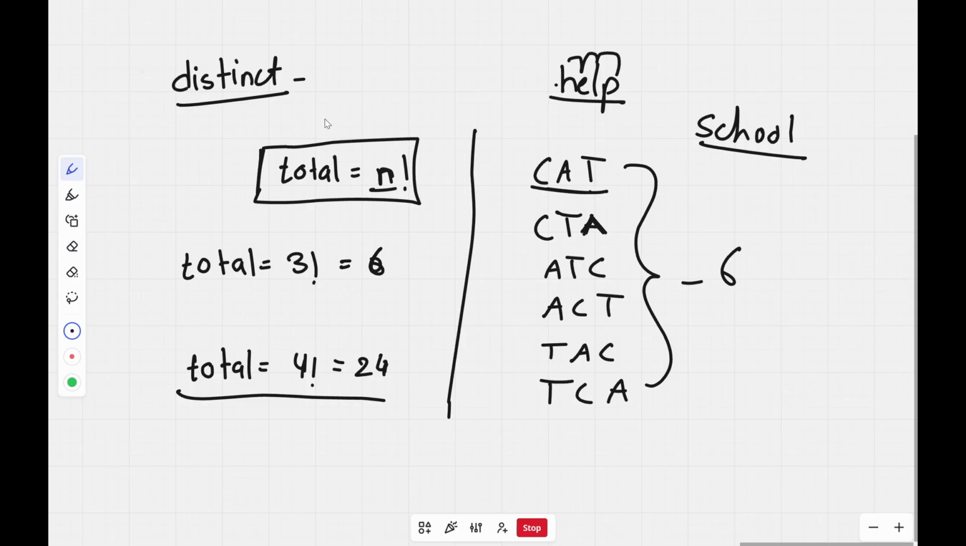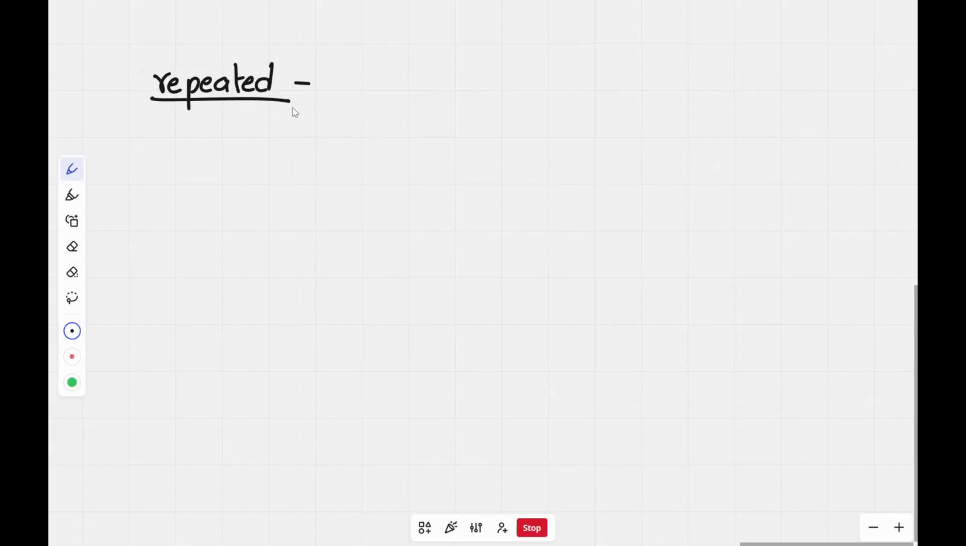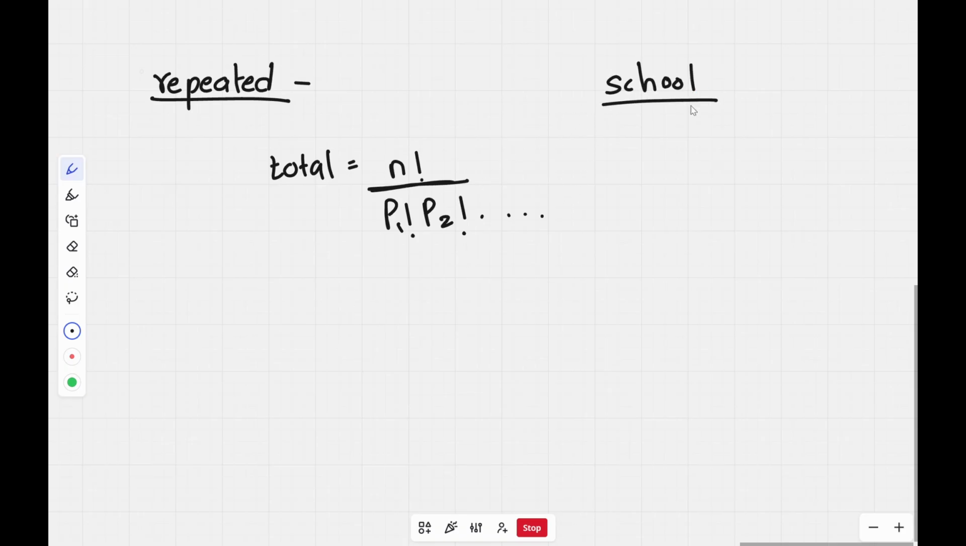Now let's talk about repeated letters in a word. For repeated letters in a word, the formula is total is equal to n factorial divided by p1 factorial, p2 factorial and so on. Now what is n here and what are p1, p2, p3, etc.? Now the same example of school, as we have talked about, we cannot use the distinct letter formula for repeated letters. Now why can't we use this?